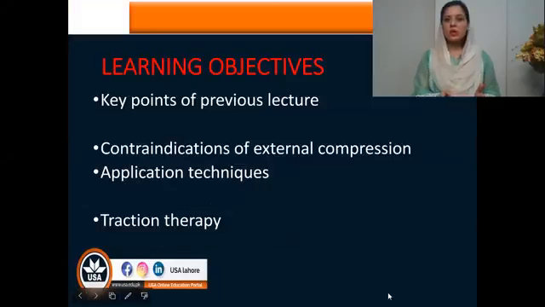So let me tell you the learning objective of today's lecture. That includes the key points of the previous lecture. Firstly, I will go over the previous lecture so that we do a recap, and we are all on one page, and I'm going to continue so that we may be able to understand what we are going to do. And then we are going to discuss today's topic, that would be the contraindications of external compression therapy. And then we will cover the last point, that is application technique. And after that, we have to cover the last chapter, that is related to traction therapy. So we will start that after that.